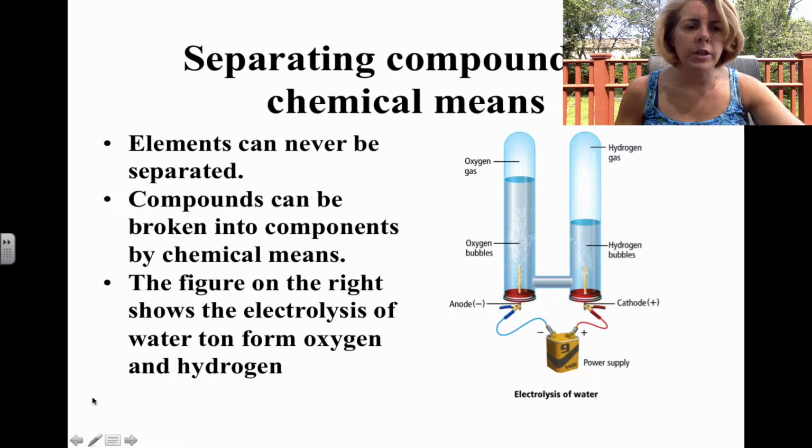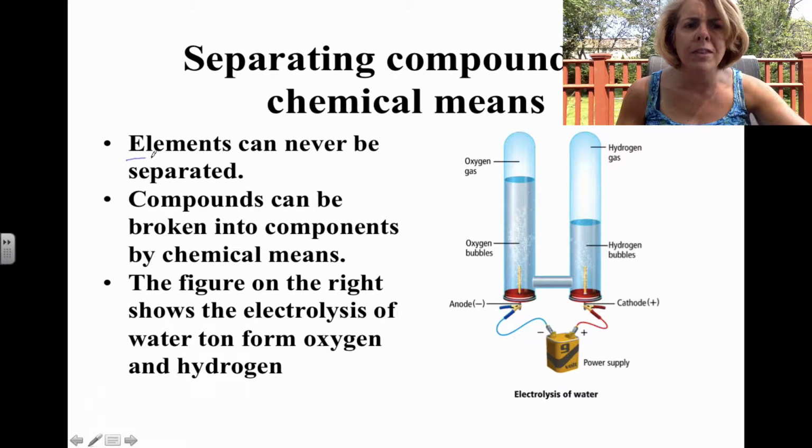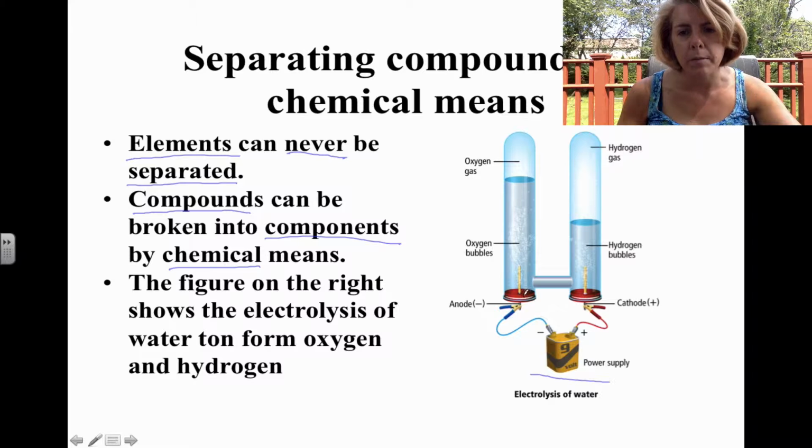Okay, so this last section here, we're talking about separating out using chemical means, but notice that the elements can never be separated. So there's no way that you can make the elements smaller by chemical means. However, you can use compounds and you can break them into components by chemistry. So here on the right we have a battery, and the battery is actually connected to a couple catalysts that happen to be platinum, and we're taking acidified water and we're essentially separating it out into oxygen and hydrogen. By the way, these are diatomics.